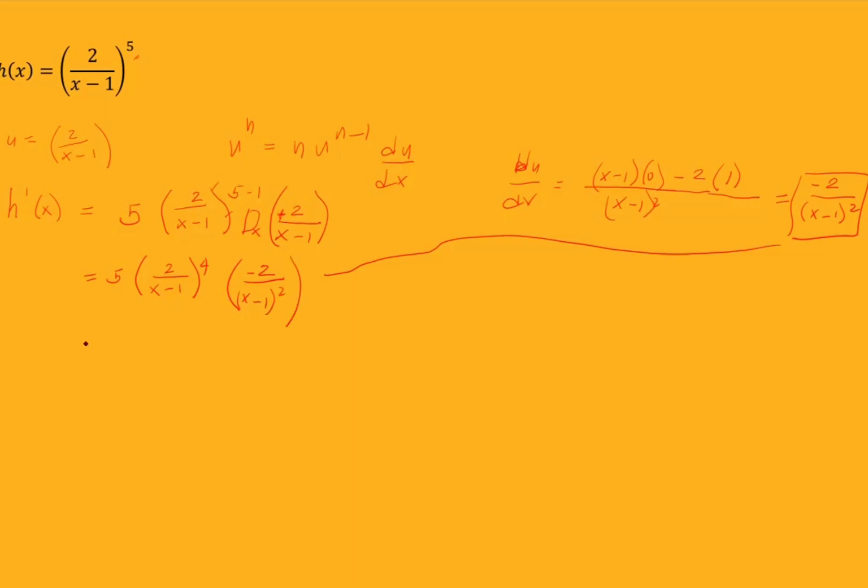You may combine. 2 to the power of 4, 2 times 2 times 2 times 2, is 16, times 5 times negative 2, that is negative 160 over x minus 1 to the power of 4 plus 2, power of 6. So this is now h prime of x. So this is now the final answer: negative 160 all over x minus 1 to the power of 6.